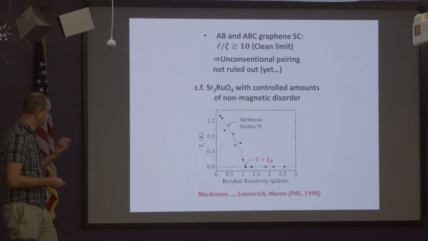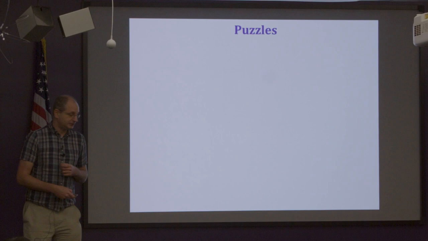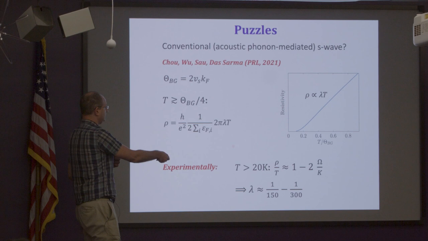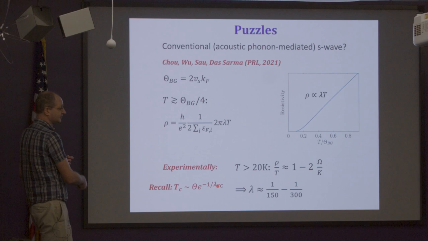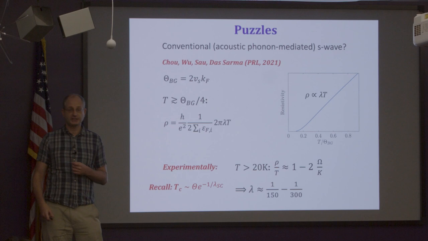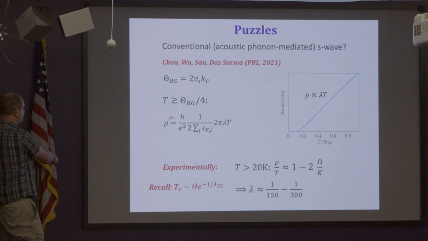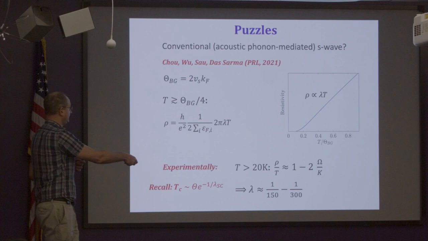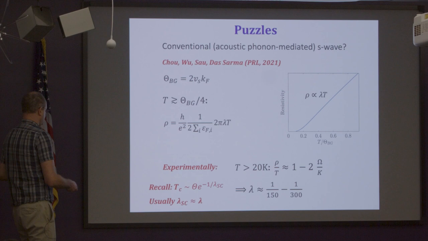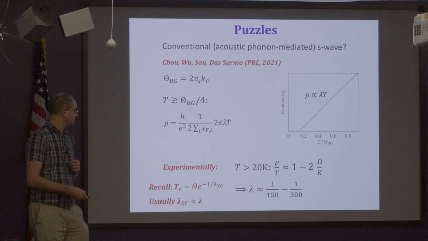Okay, so puzzles, there are many, but I wanted to highlight a couple. We want to know the mechanism. If it's electron-phonon, we discussed how there should be a relation between lambda, the superconducting dimensionless coupling constant that goes into the BCS formula, and the dimensionless electron-phonon coupling constant that goes into the temperature dependence of the resistance in the normal state above a characteristic phonon frequency called the Bloch-Grüneisen frequency, which is basically twice the speed of sound times k_F. Indeed there is a region where the resistance grows linearly with temperature, but the slope is way too small to explain the observed Tc. So that's puzzle number one. Usually these two coupling constants are similar, within 30% in conventional metals.